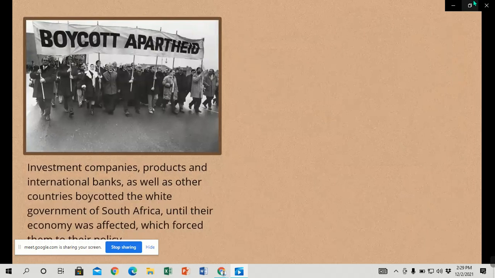So banks broke or closed deals with the South African government. Other countries cut off their ties or relationship with South Africa. So with that, as international banks, companies, and other countries cut off their ties, South Africa faced difficulties, especially in their economy.